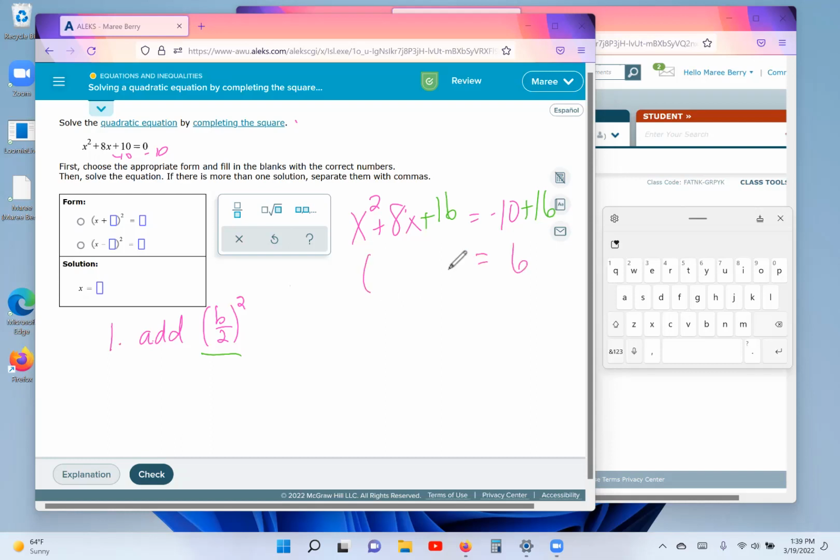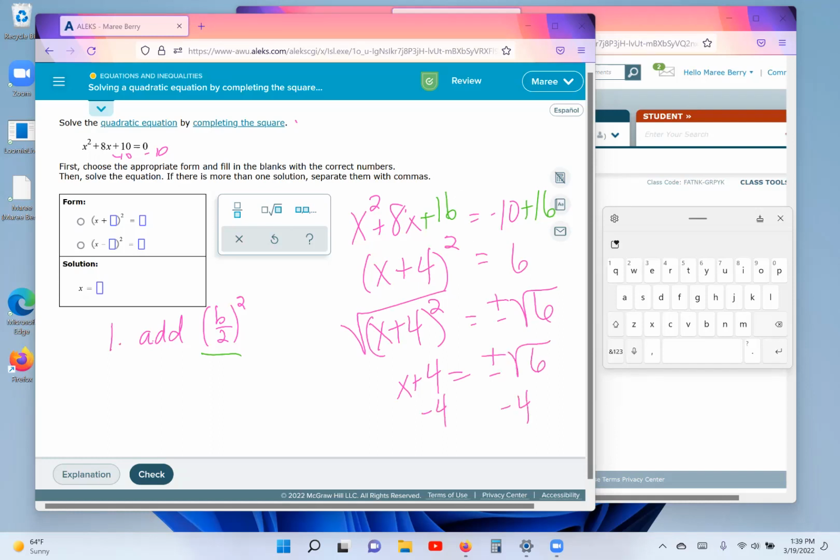And then we're going to factor this perfect square trinomial. We take the square root of the first, square root of 16, and we take the sign that's on our b. Then we're going to take the square root of both sides. And don't forget to do plus minus square root of 6. So we get x plus 4 equals plus and minus square root of 6, subtract 4. And our answer is negative 4 plus and minus square root of 6.